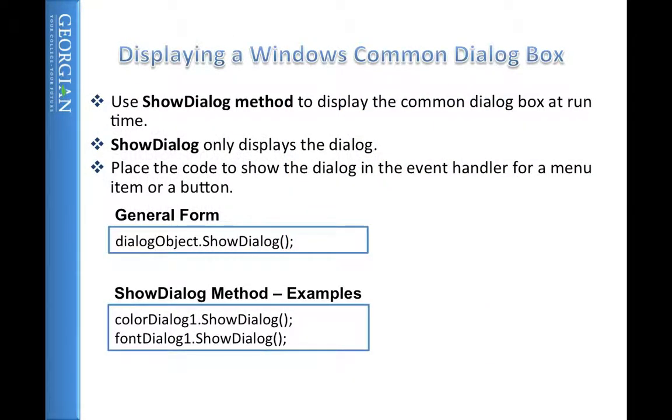So how do we do this? There's a general form. You have whatever the dialog object is, then show dialog, right? That would be your command. So let's say, for example, it's the font dialog or color dialog here in the examples: color dialog 1, and then show dialog. And how do we get that? We have to actually add the component again to our form, right? You can't call upon the dialog unless it's part of your form. It's not there by default, because you may not need it from one form to the next.